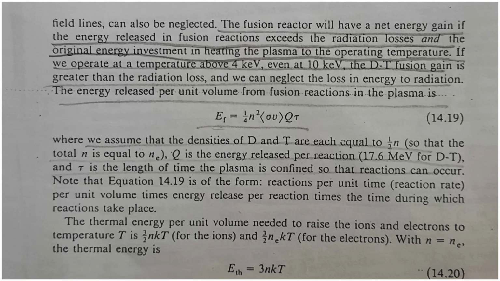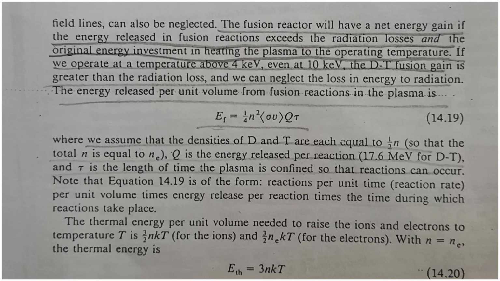The energy released per unit volume from fusion reactions in plasma is EF is equal to 1 by 4 n square average of sigma V into Q tau. Here we assume that the densities of deuterium and tritium are equal to half n. Q is the energy released per reaction, that is approximately equal to 17.6 mega electron volt for deuterium-tritium reactions, and tau is the length of time the plasma is confined so that the reaction can occur.